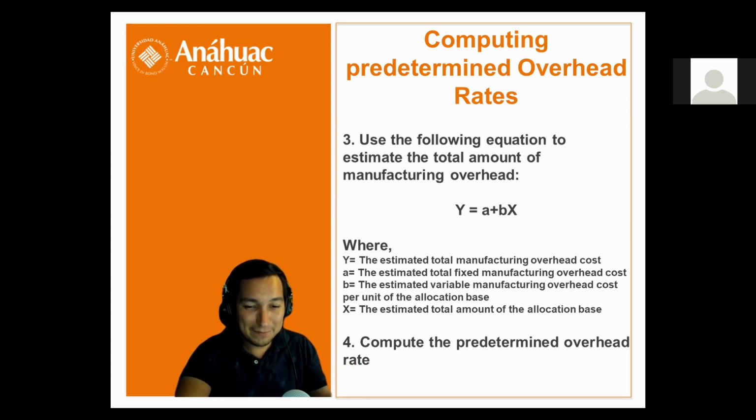Until here, we're good. So really, all of steps 1, 2, and 3 say that we're going to add up the fixed and the variable cost to get the total estimated MO for the period. Then we're going to use that to compute the predetermined overhead rate, dividing the estimated MO by the estimated allocation base. So let's take a look at it.